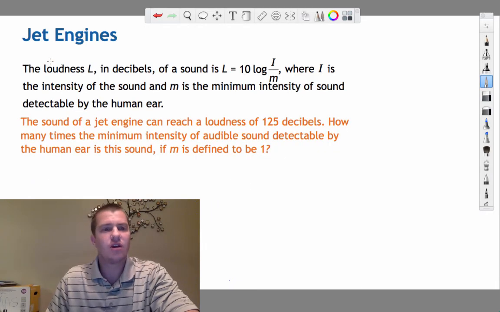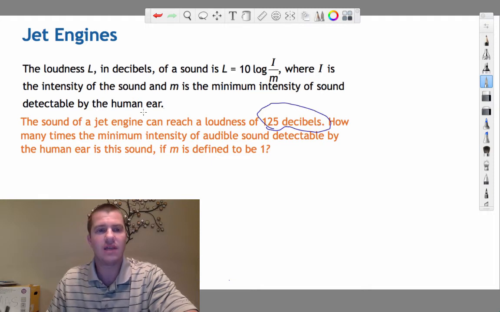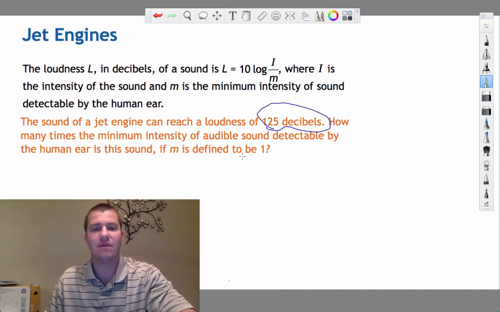And so I have this scenario: the loudness L in decibels of a sound is L equals 10 log of I divided by M, where I is the intensity of the sound and M is the minimum intensity of the sound. This is the informational part. The sound of a jet engine can reach a loudness of 125 decibels. How many times is the minimum intensity of audible sound detectable by the human ear is the sound if M is defined to be 1?